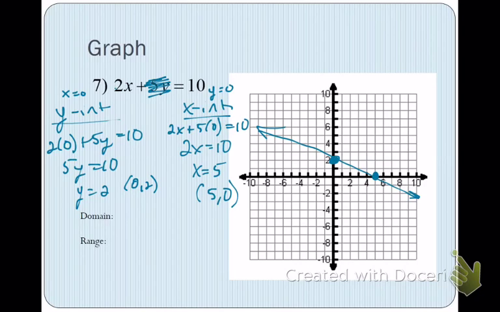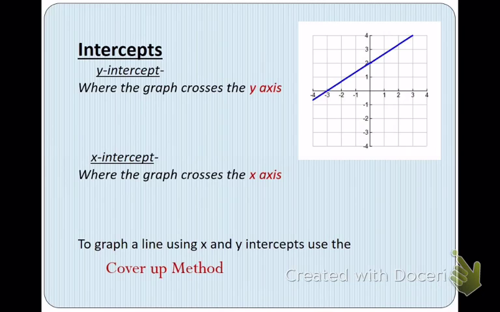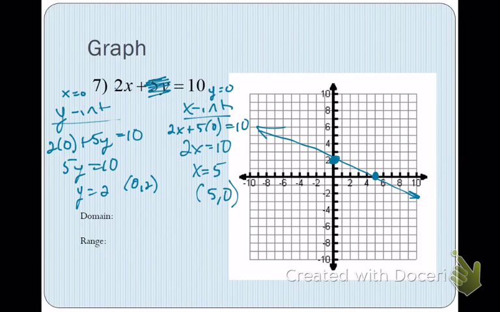And we're done. This idea of plugging in 0 for x for the y-intercept, or plugging in 0 for y for the x-intercept, is kind of like us covering those up. And so very often you hear this called the cover-up method. To graph a line using x and y intercepts, we use the cover-up method. Covering up because that means we're plugging in 0 for whichever variable we're covering up. Now, domain and range, the graph extends left and right forever, so our domain is negative infinity to positive infinity. Our range, our graph extends up and down forever, so again, negative infinity to positive infinity.